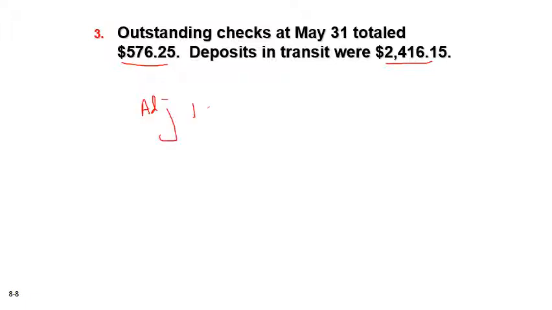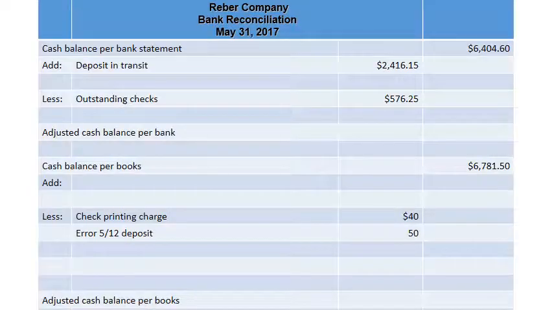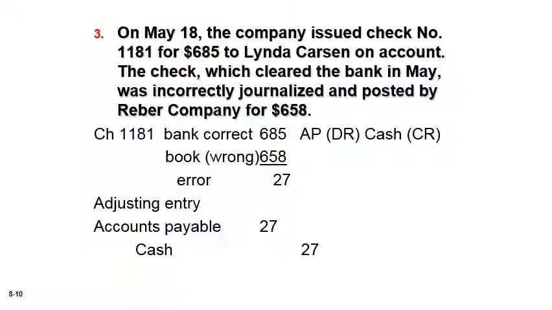Adjustments to the bank. Okay, so those are the two things that we always need to set up on the bank side. The deposits in transit are going to be additions to the bank balance. Outstanding checks are going to be subtractions to the bank balance. So we're just going to put those in here. So we've got our additions and our subtractions.